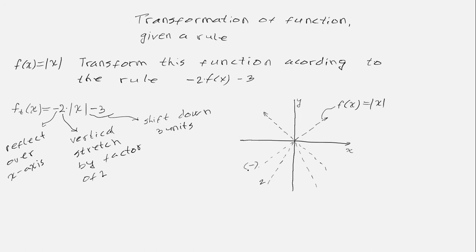The negative does that. And then -3 is going to move this whole thing 3 units down. 1, 2, 3 units. So now the graph actually looks like this. It's the same as this graph, but it's actually moved down 3 units. So this is our final graph and final position. So this is our f transformed of x, which is in our case -2 times absolute value of x -3.